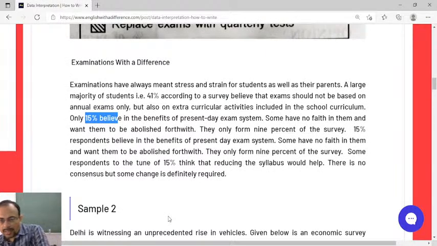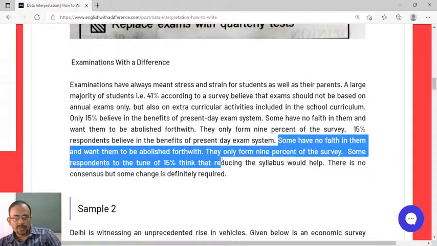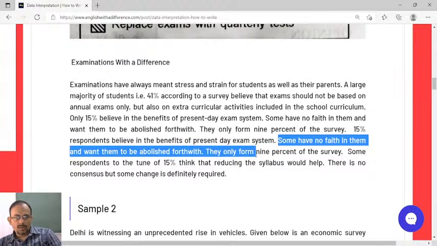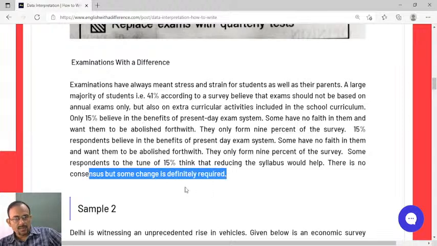Like here you can see the conclusion is given. Some have no faith in them and want them to be abolished forthwith. They only form 9% of the survey. Some respondents to the tune of 15% think that reducing the syllabus would help. There is no consensus, but some change is definitely required.